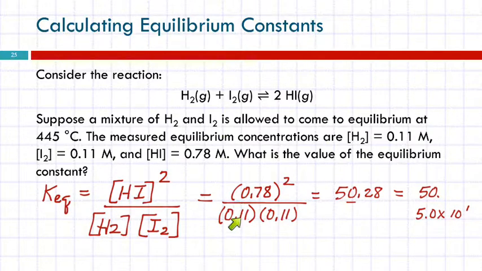If you're going to do this on your calculator and you want to multiply these, let me put a different color in here. Divide and then parentheses times this close parentheses. Just make sure that you're coming up with the number 50.28. Otherwise, you're miscommunicating with your calculator.